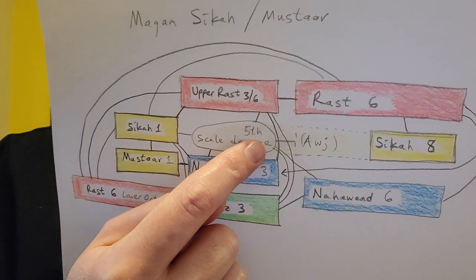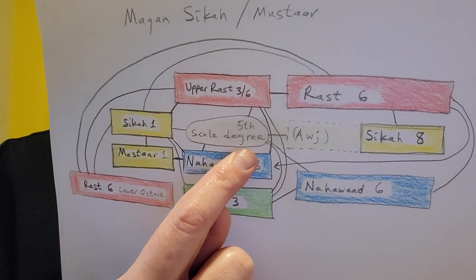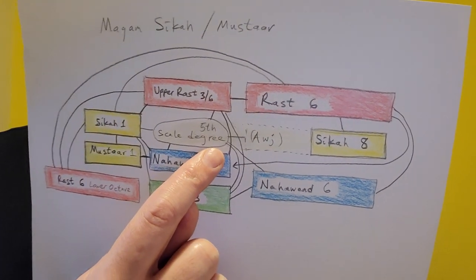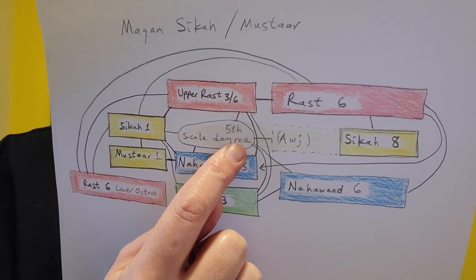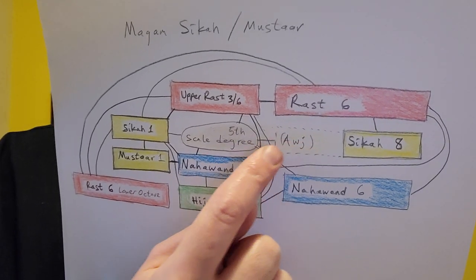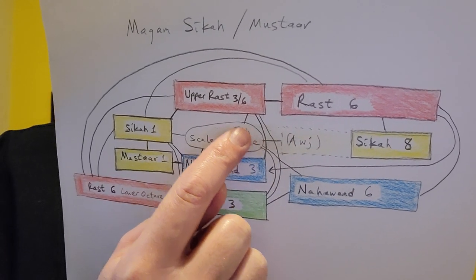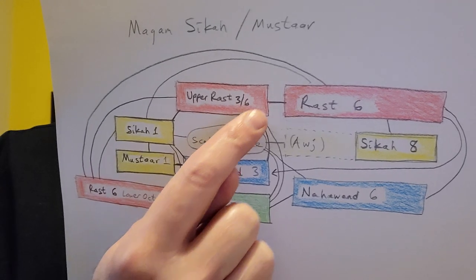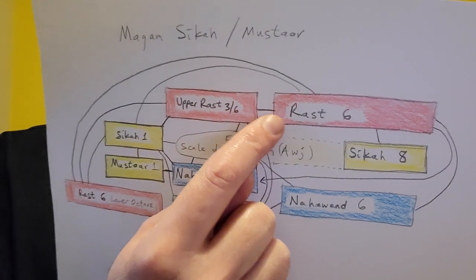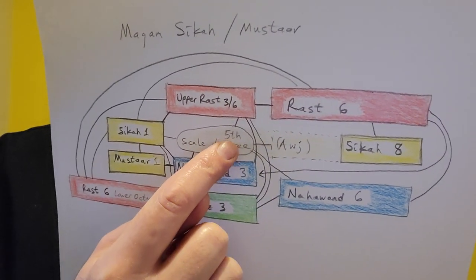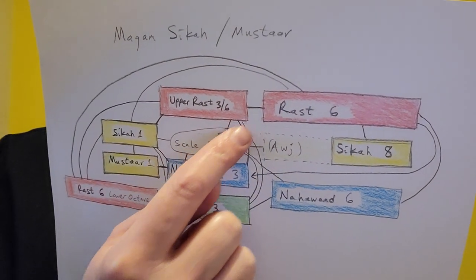We're going to that fifth scale degree, which I recorded a separate lesson for, as a jins. 1, 2, 3, 4, 5. So you can see how the five leads up to the six, the tonic of the Rust. Five, four, five, six. Five, four, five, six.